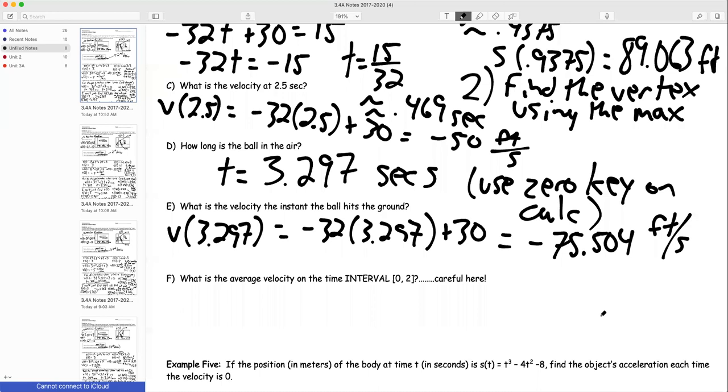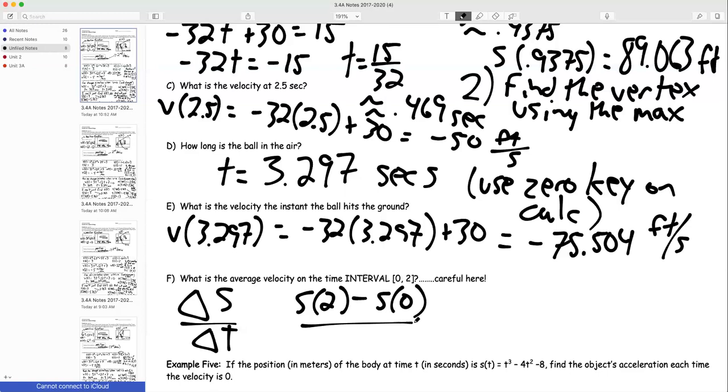And part F, what is the average velocity on the time interval? And I put a little warning there, be careful. How do we find average velocity again? Can we do it without looking back? It's going to be the change in position divided by change in time. So in this case, if I want the average velocity over the interval from 0 to 2, I need S of 2 minus S of 0 over 2 minus 0.